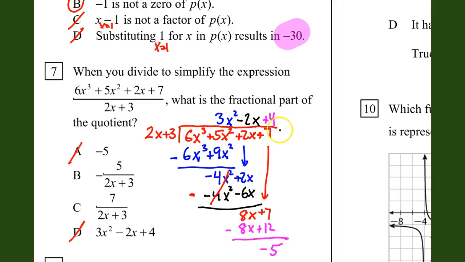So our fraction part of the answer, this is our remainder, right? It's going to be minus 5 over our divisor, 2x plus 3. So this would be our answer, which is B.